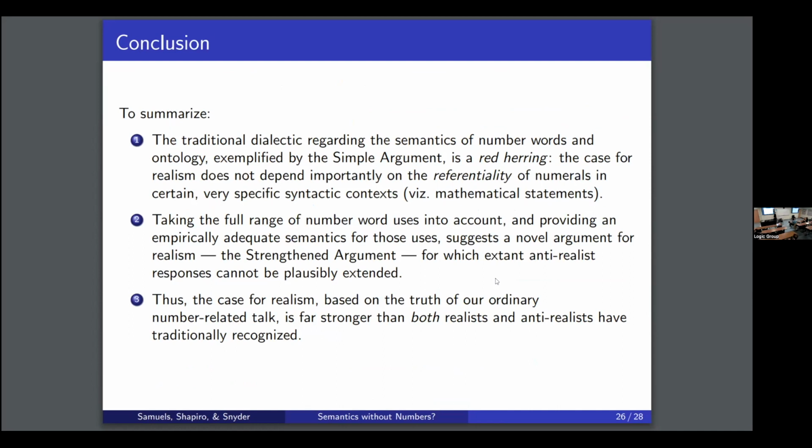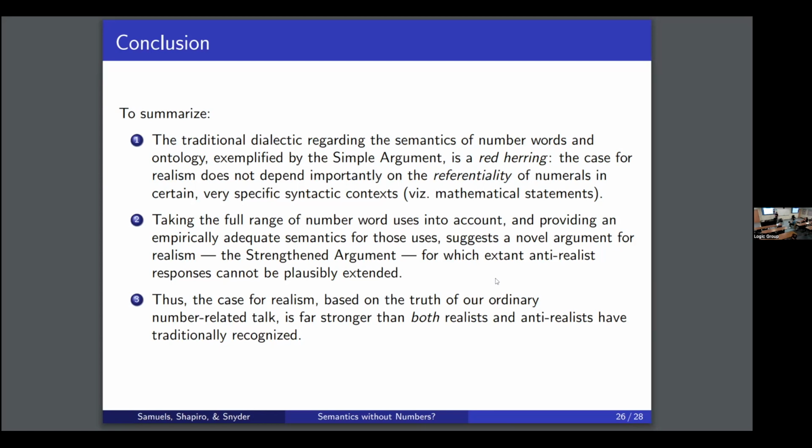Conclusion, we're almost done. So the traditional dialectic regarding the semantics of number words and ontology, as exemplified by this simple argument, is a red herring. What I mean by that is, the case for realism should not depend importantly on the referentiality of numerals in very specific syntactic environments, namely arithmetic statements. Why? We need to take the full range of number word uses into account if we're going to draw any ontologically sophisticated conclusions. Taking the full range of number word uses into account and providing empirically adequate semantics for those uses suggests a novel argument, which we call the strengthened argument, to which extant anti-realist responses don't plausibly extend.